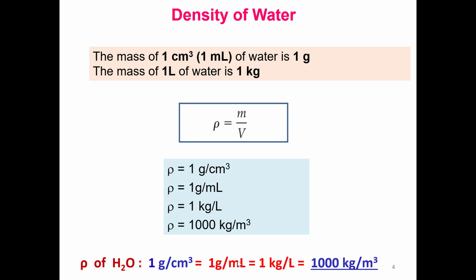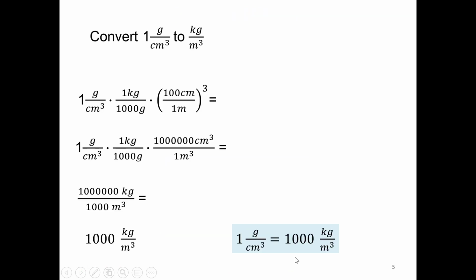But what we will do in the next slide is we will prove that 1 gram per cubic centimeter equals 1,000 kilograms per cubic meter. And we will prove this equals this one. And let's see that. We want to convert 1 gram per cubic centimeter to kilograms per cubic meter.